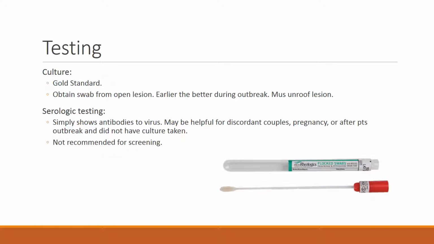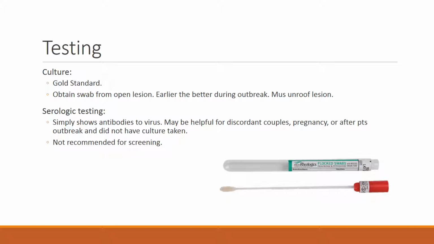It's definitely a conversation to be had before just doing that blood testing. Now, there are certain times when it is helpful. So specifically if you've got a discordant couple, so one person has had outbreaks, knows they have herpes, the other person does not, and we want to see if there's any transmission that occurs during that partnership. That would be a reasonable time to do it.